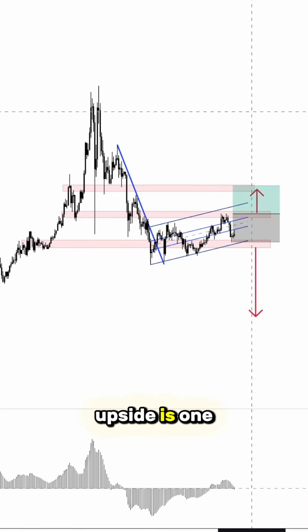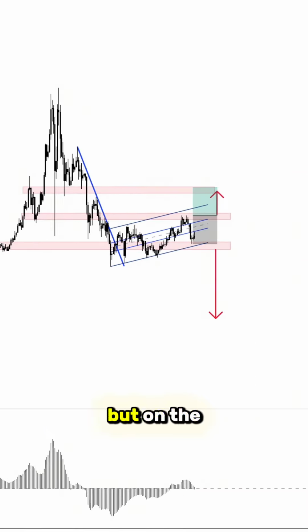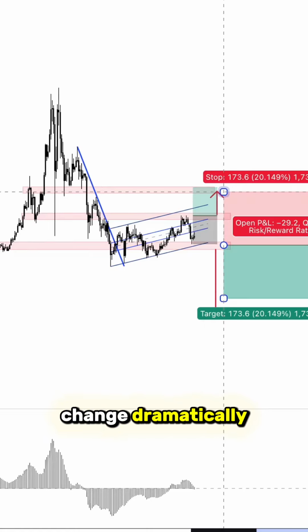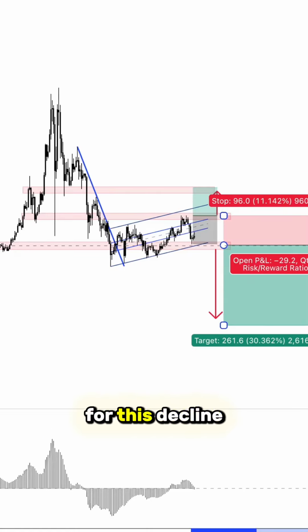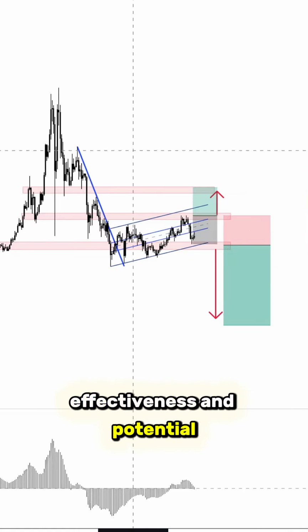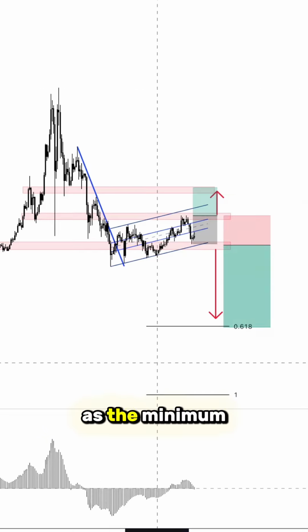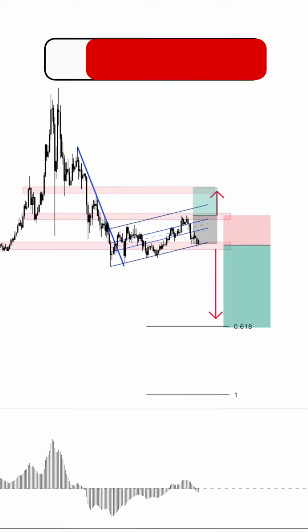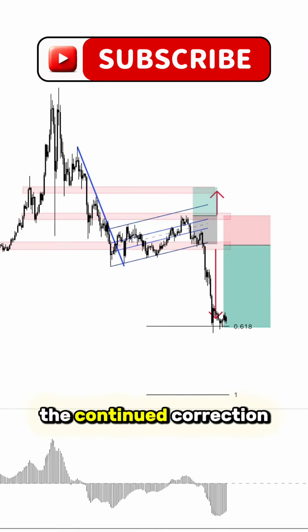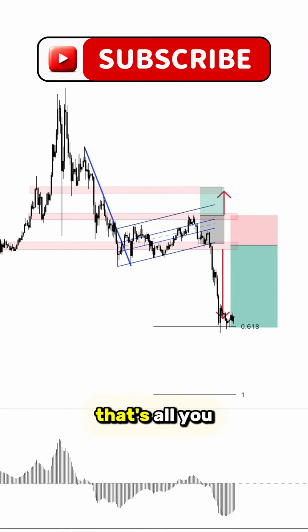That is, in this case, the upside is 1-to-1, making the trade not very interesting, but on the downside, the situation can change dramatically. Therefore, we need to determine the target for this decline in order to assess the trade's effectiveness and potential. We use the Fibonacci retracement, measuring the initial move and setting 62% as the minimum target for a correction to form. Basically, if our trade plays out in the direction of the continued correction, we hit this target and make a profit. That's all you need to know.